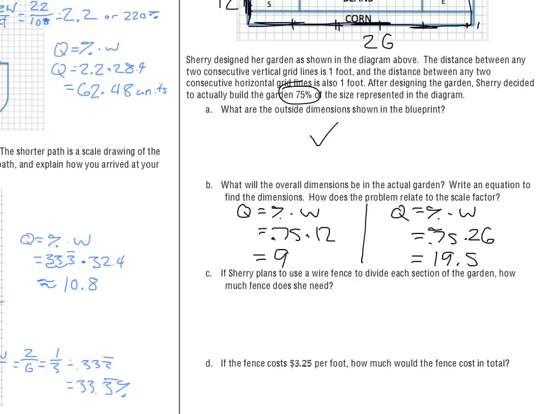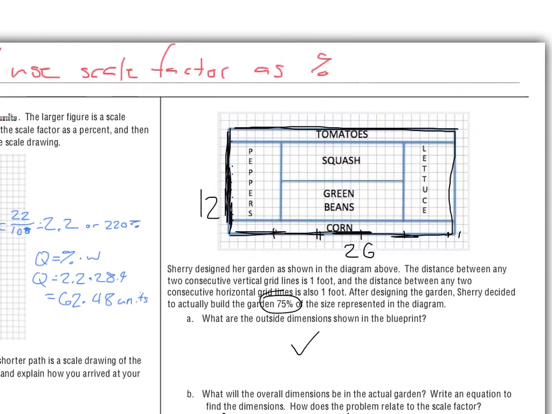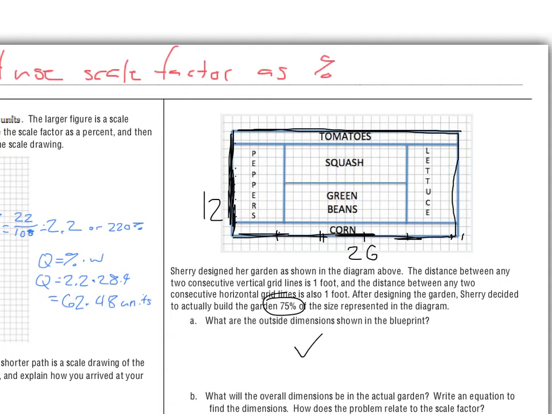Sherry plans to use wire fence to divide each section of the garden. How much fence does she need? So in order to find this, she's going to section everything off. So I actually need to find every dimension here within this entire grid, and I need to add it all together. So looking out here, we know these are 12 and 12. Or this one up here is going to be 26 because it's the same length as the bottom. This line here is also going to be 26. This line here is also going to be 26 if we count it off. And then it looks like the lines that we need left are these ones on the inside here.